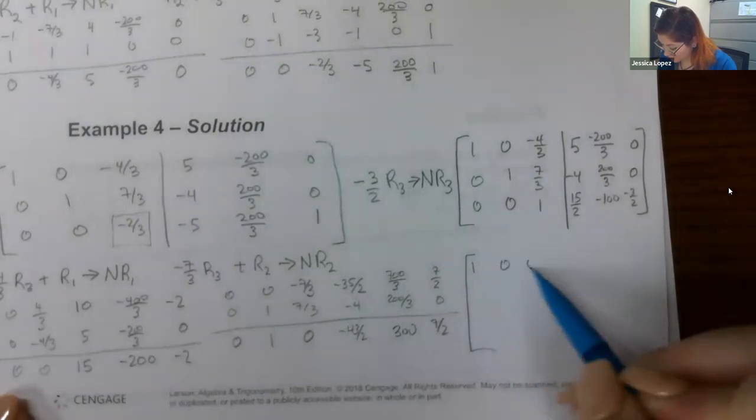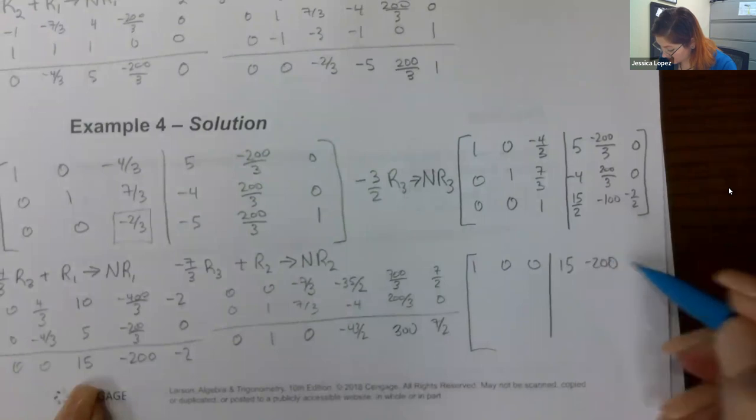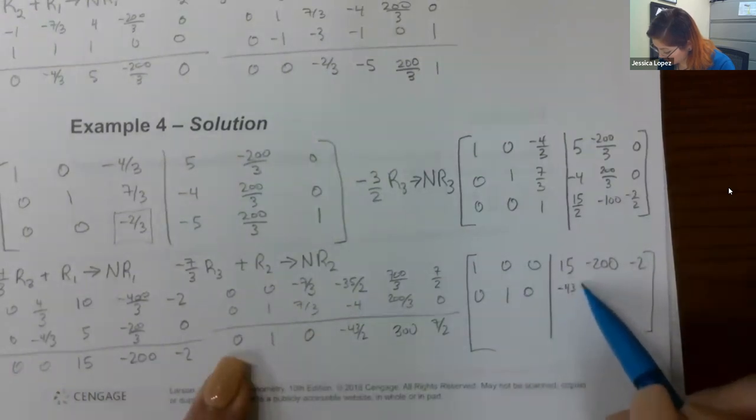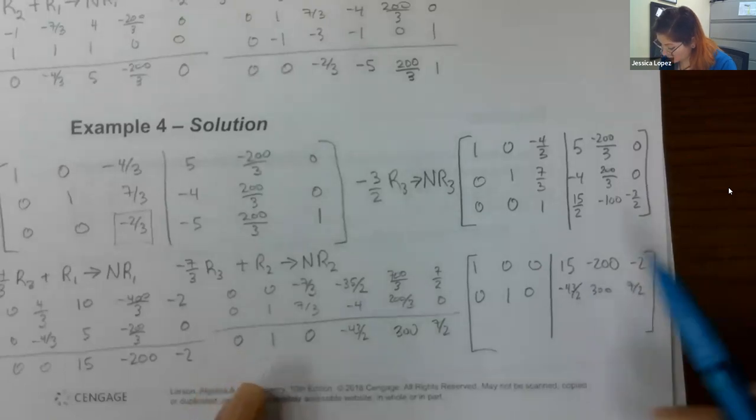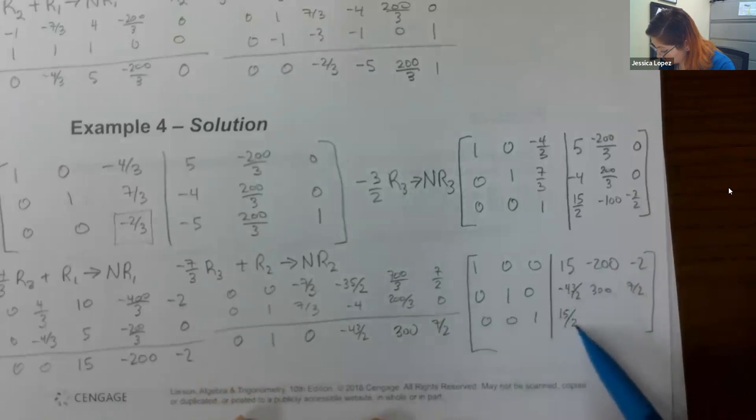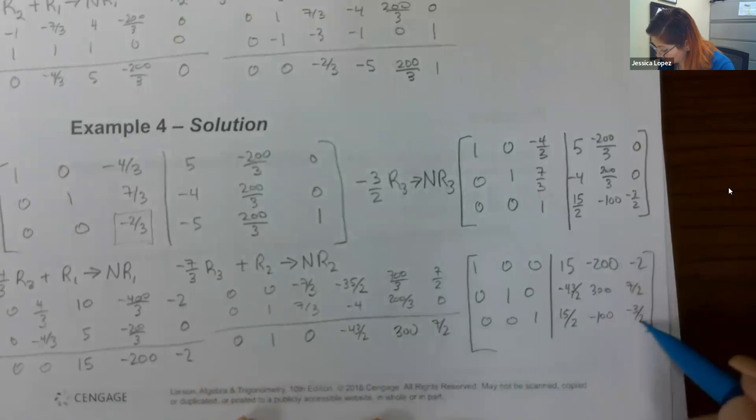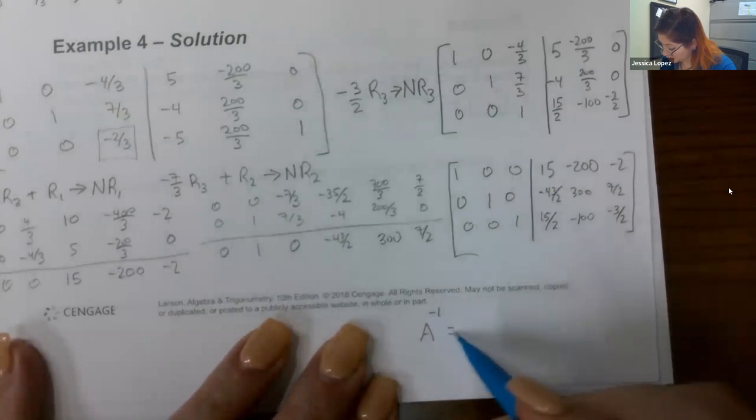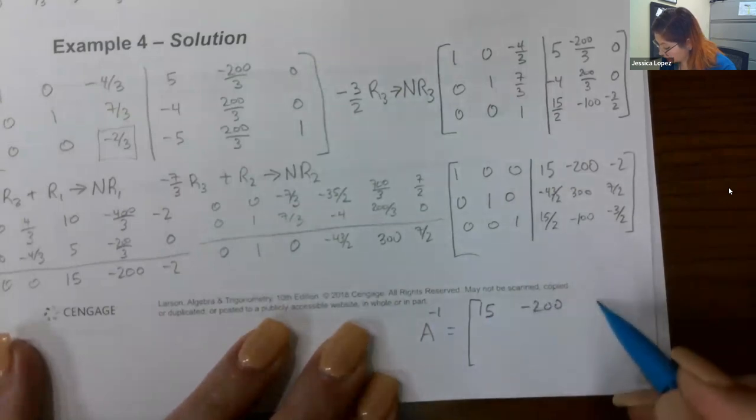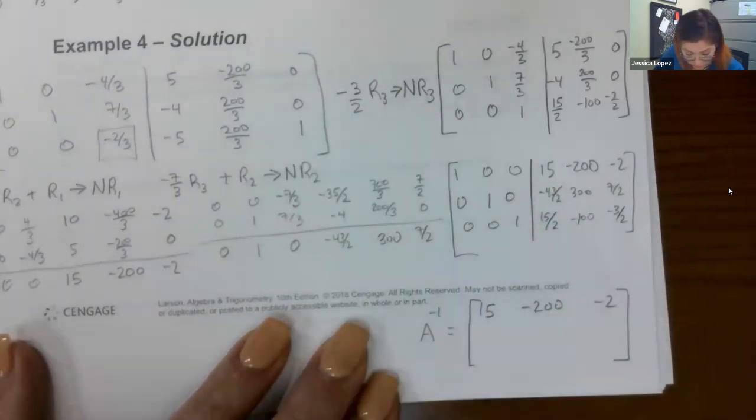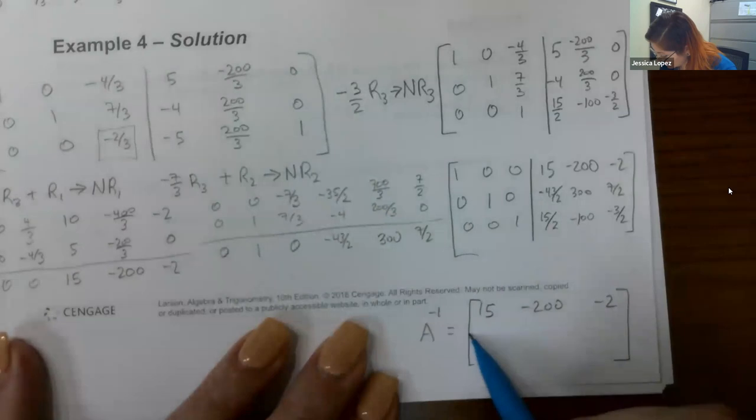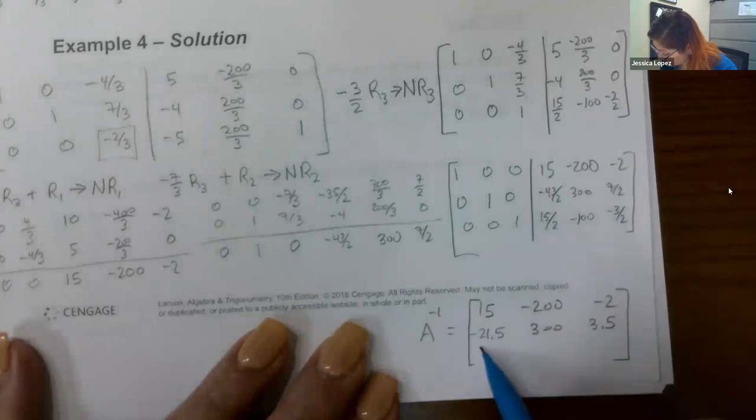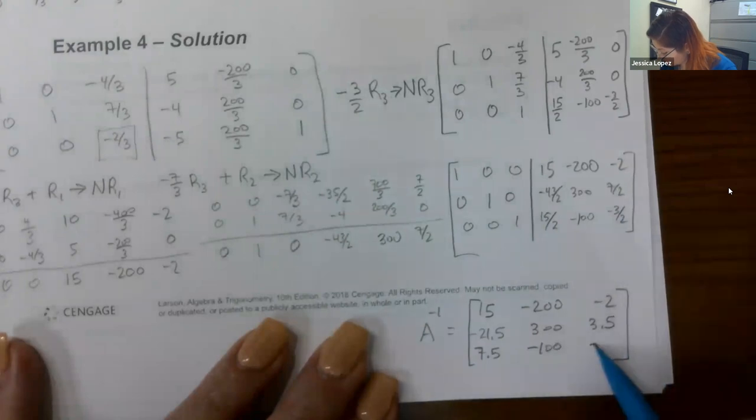So let's parallel everybody there. Row 1 is going to become this. Row 2 is going to become this. And then row 3 is going to become this. And now that I don't have thirds anymore, I shouldn't have any repeating decimals. So you can convert this to decimals. And so then your inverse there is going to be 15, negative 200, negative 2. That is 43 divided by 2, is negative 21.5. 7 over 2 is 3.5. 15 over 2 is 7.5. Negative 100 and then negative 1.5.